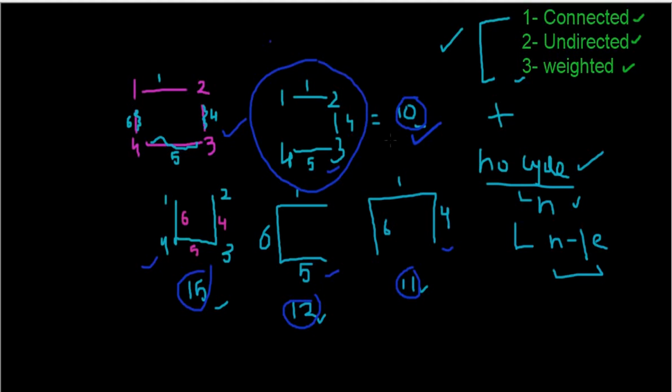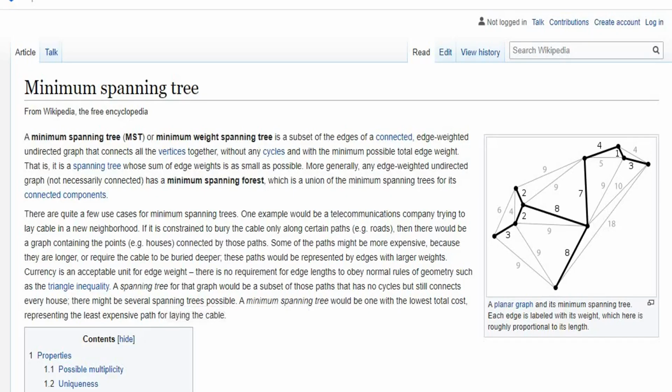cost is minimum, right? So एक फॉर्मल सी डेफिनेशन देख लेते हैं विकिपीडिया पे. Minimum spanning tree or minimum weight spanning tree is a subset of edges of a connected, edge weighted and undirected graph, right? So ये तीन कंडीशन मैंने स्टार्टिंग में बताई थी, ये होनी चाहिए ग्राफ में. That connects all the vertices together. The graph must be connected without any cycles, right?